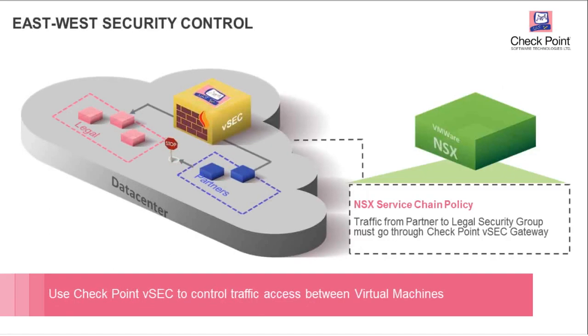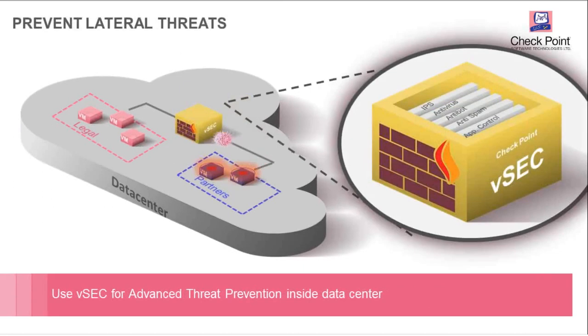And of course, this is an obvious one. We have our east-west security control. We use Check Point VSEC to control traffic access between virtual machines. So in that example, traffic from partner to legal security group must go through the Check Point VSEC gateway so that a policy can be enforced. Because we can see the traffic, we can now prevent lateral threats by leveraging advanced threat prevention functions within the VSEC gateway. This can be IPS, antivirus, antibot, anti-spam, app control, and all of the other software blades we know and love today.